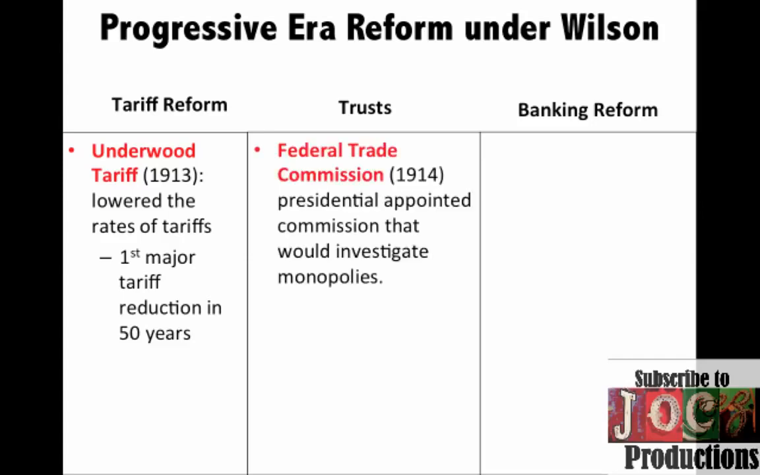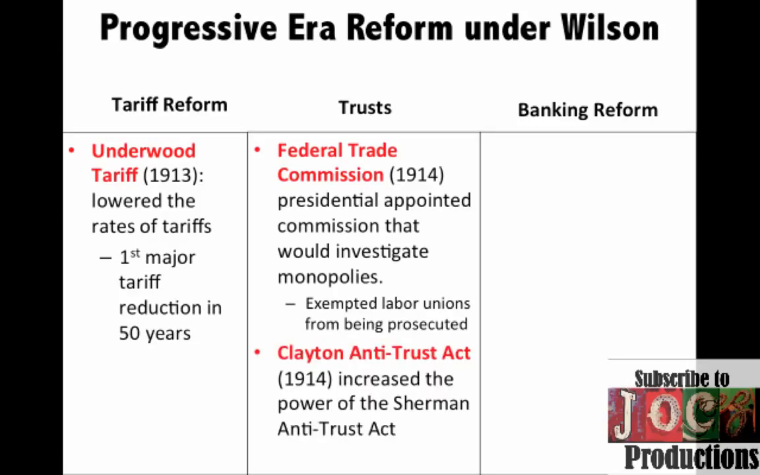When it came to trusts, a couple of reforms you should know about: the Federal Trade Commission in 1914, which basically allows a presidentially appointed commission to investigate monopolies. An important thing to keep in mind is that it exempted labor unions from being prosecuted. And of course, the Clayton Antitrust Act is passed in 1914, which increases the power of the Sherman Antitrust Act. So more regulation, federal regulation of monopolies.